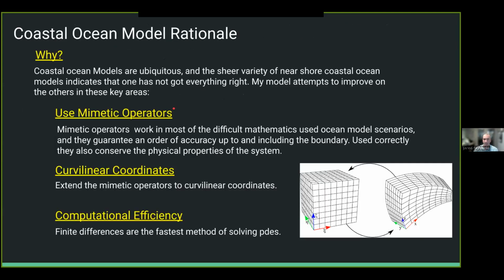There are many different ocean models, and why do I think we need another one? First, by using mimetic operators, we can simplify the numerical schemes used by the ocean model. Ocean models have many different numerical schemes based on conditions or features that you want to capture, and mimetic operators have been shown to work on other difficult PDEs, especially advection diffusion problems with alternating flows. And their features guarantee accuracy up to and including the boundaries, right?